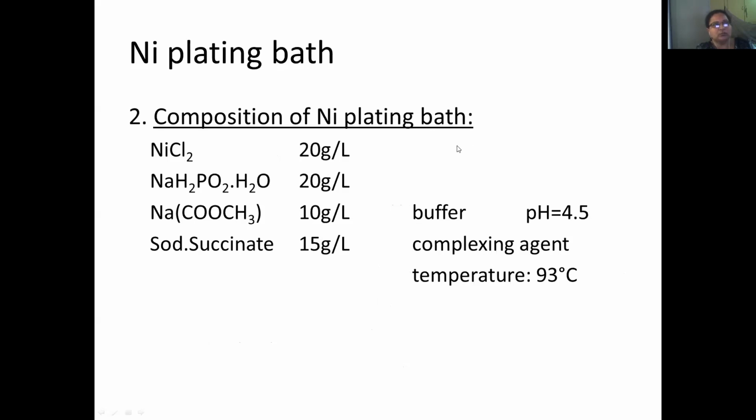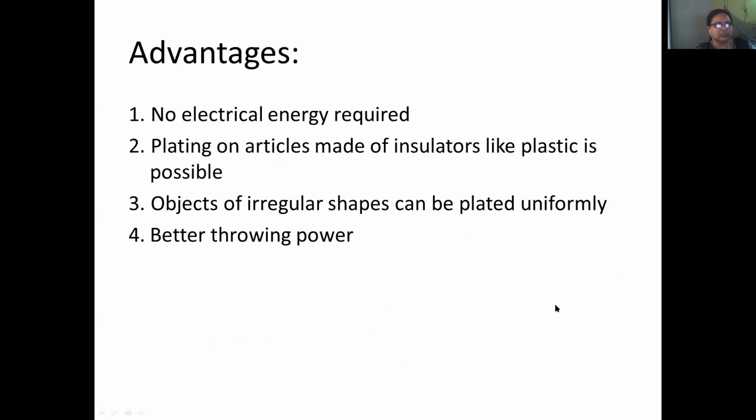Then the composition of the nickel plating bath. We are taking the example of nickel, electroless plating of nickel. So we require nickel chloride 20 grams per liter, sodium hypophosphite, that is 20 grams per liter, sodium acetate 10 grams per liter as buffer to maintain pH 4.5. Then sodium succinate 15 grams per liter as complexing agent. Temperature required is 93 degrees centigrade.